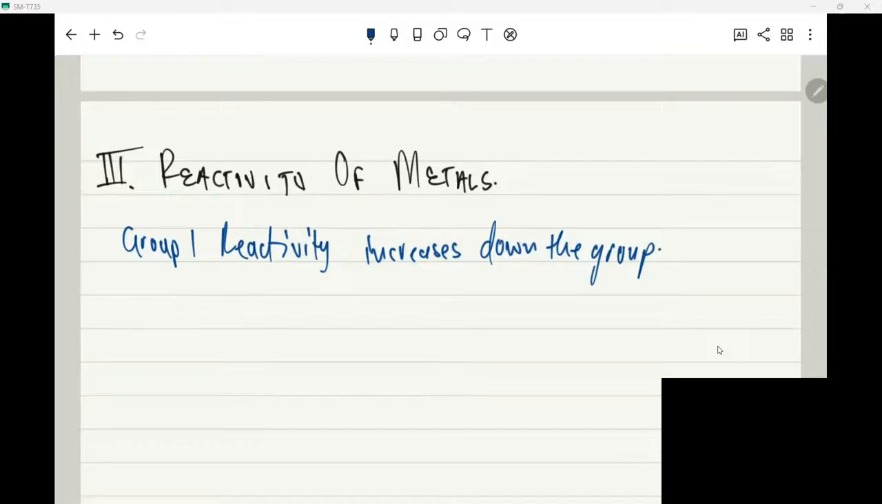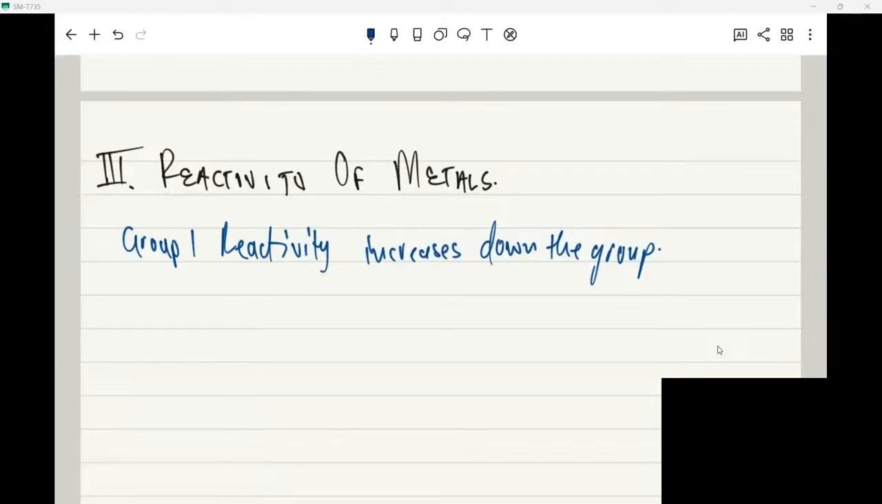Group 1 reactivity increases down the group. Are you hearing? Reactivity increases down the group. Now, you say to me, is metallic character the same as reactivity? No. If you say that, you are half correct. They are similar, but they are not really the same.